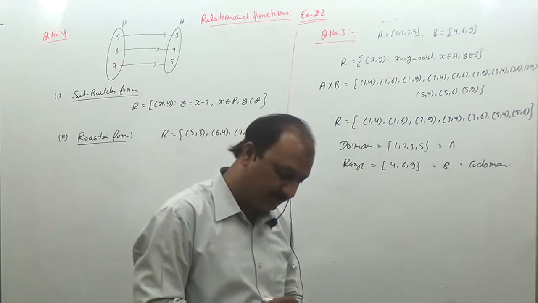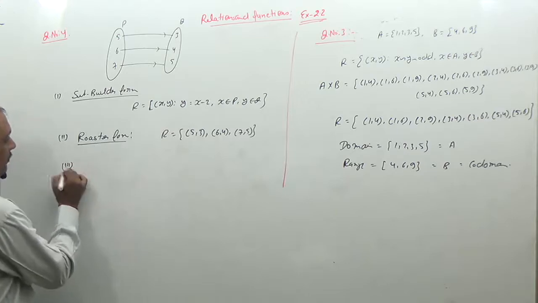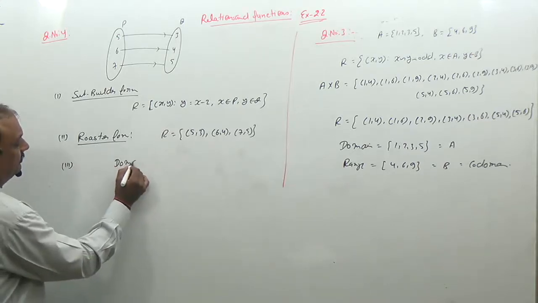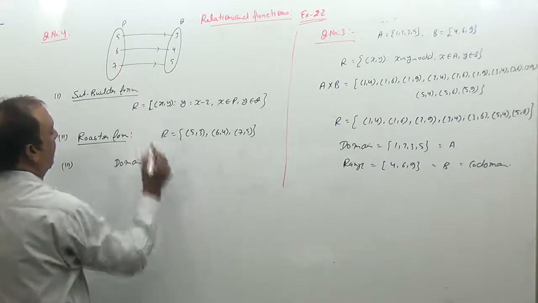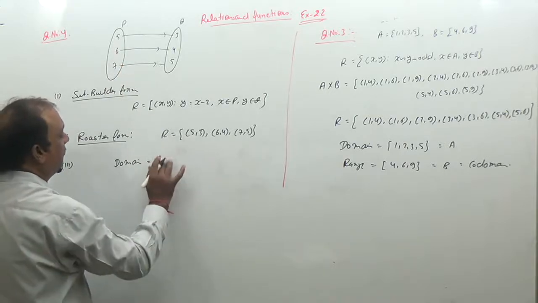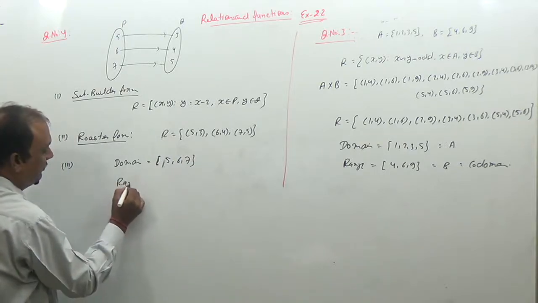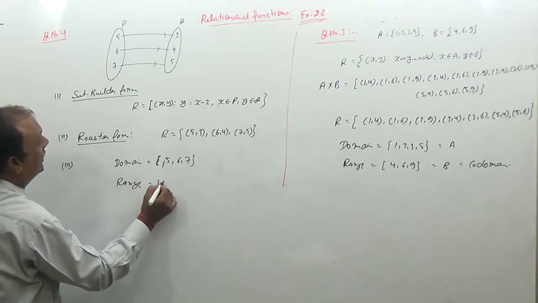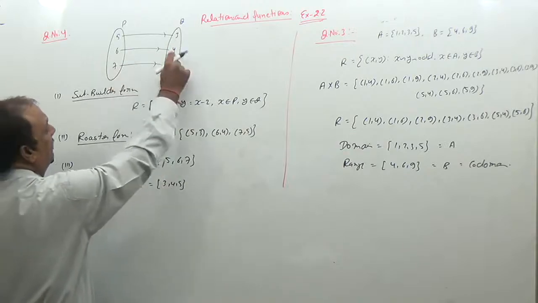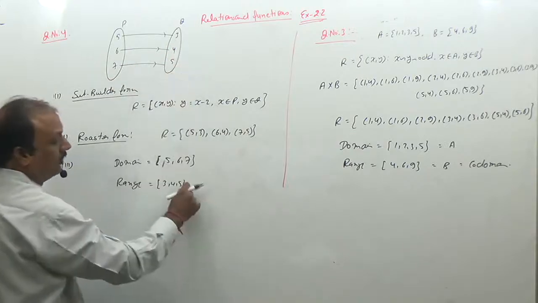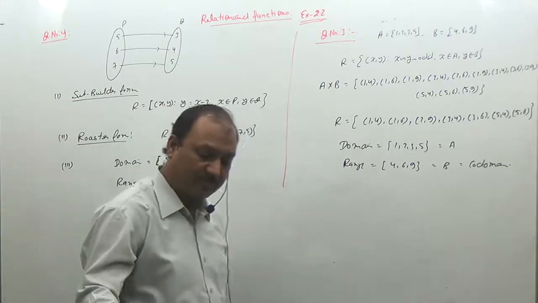And third is, what is the domain and range? So the domain is the set of elements of set P, that is 5, 6 and 7, and the range is 3, 4 and 5. So this one is the domain, this one is the range, and the set Q is also called the codomain. So this is the solution of the fourth question.